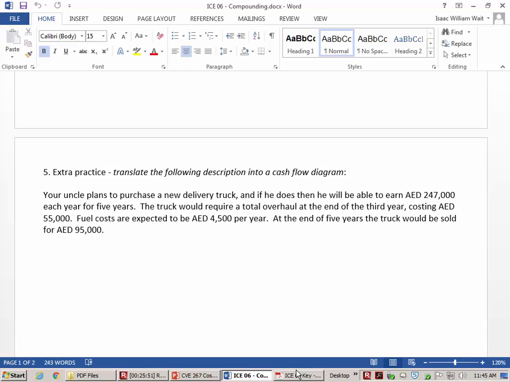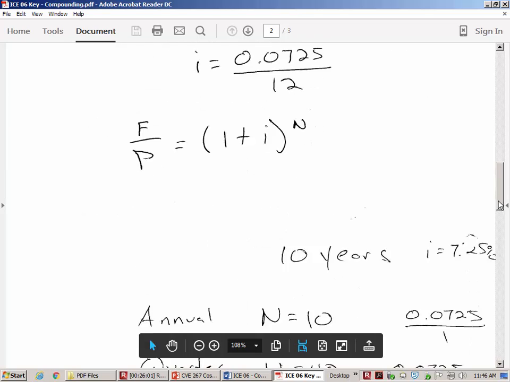Which one? Yeah, the fuel costs are an A, and then this is an F. Because it's in the future. Yeah.